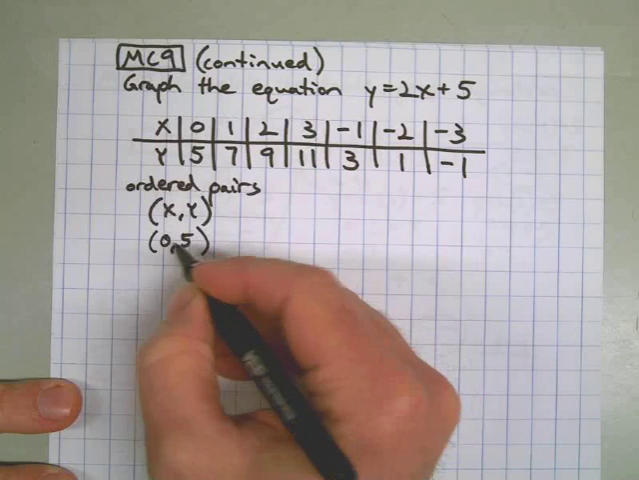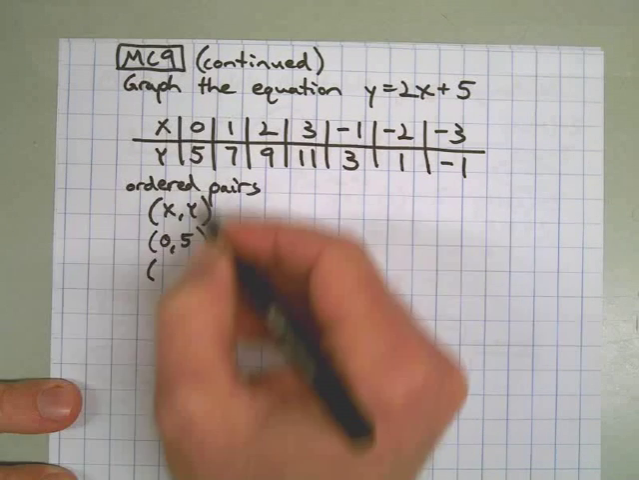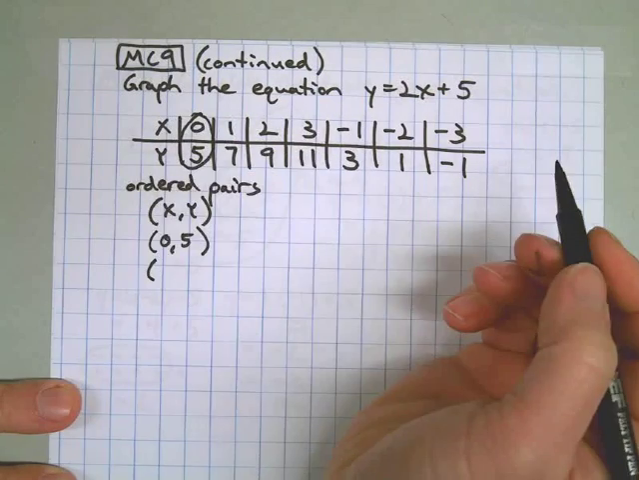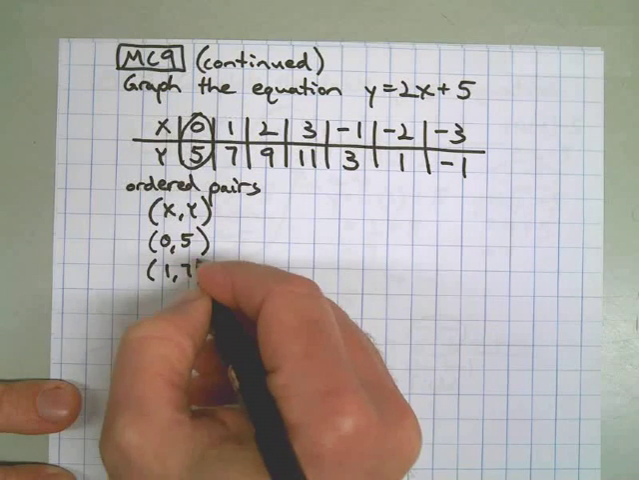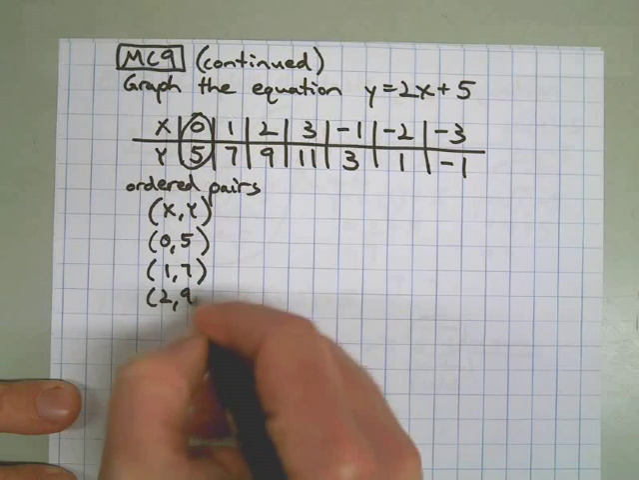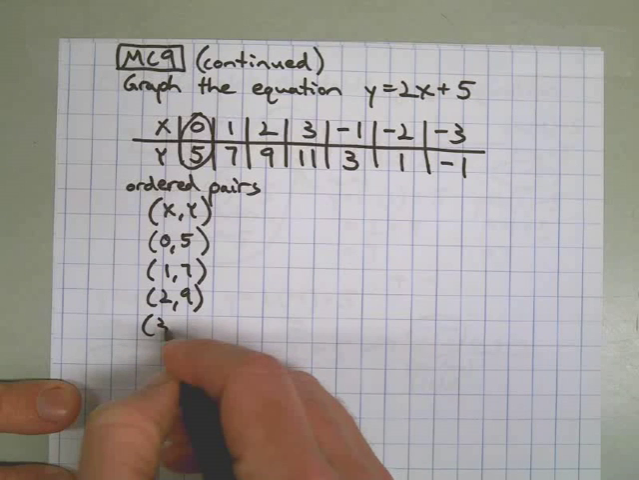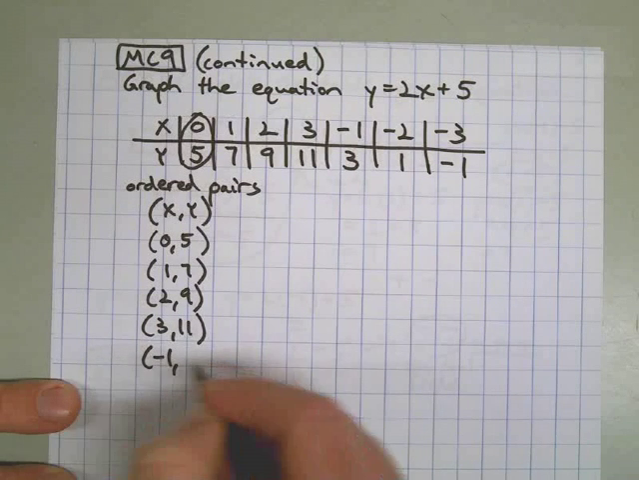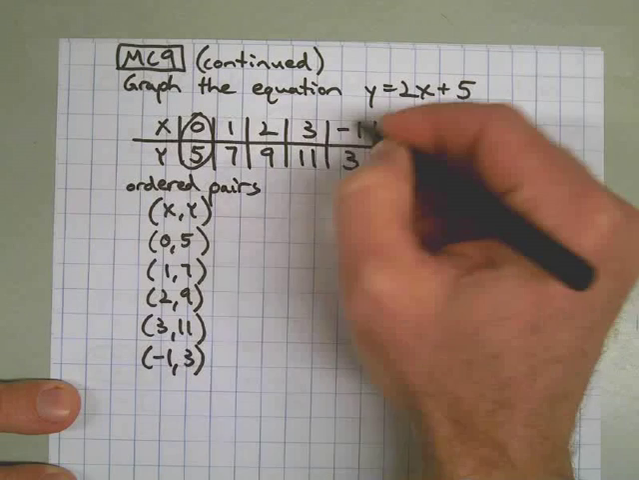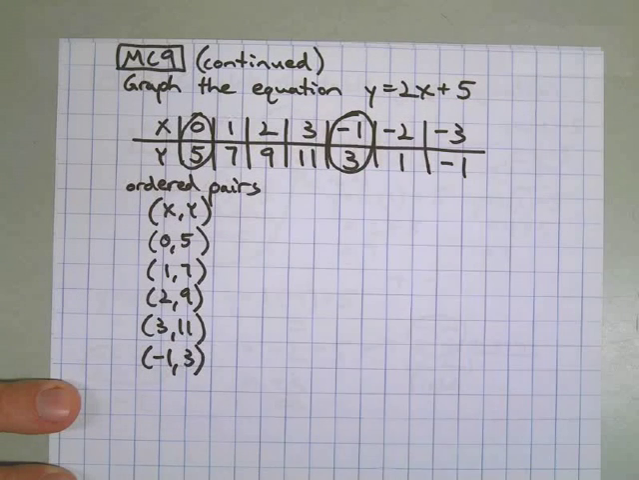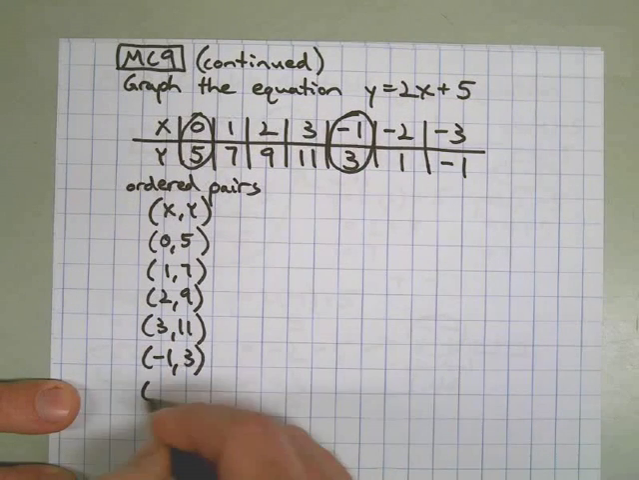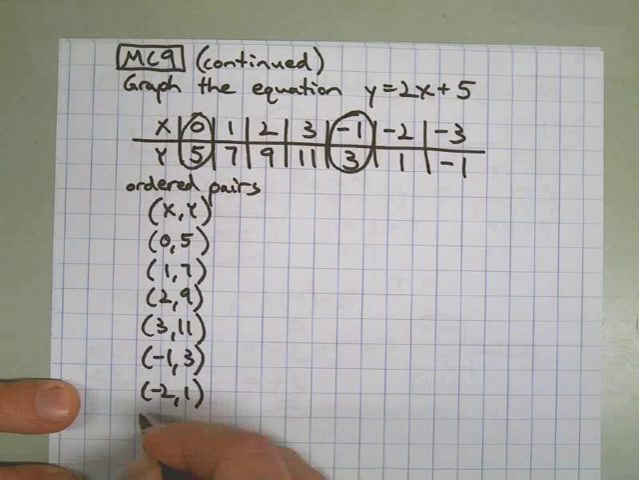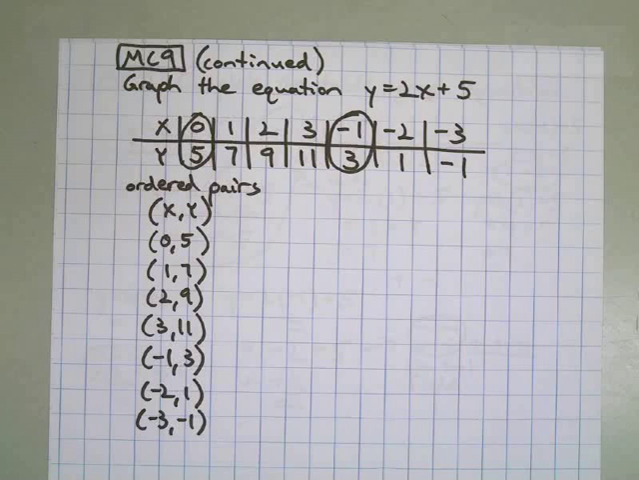0 and 5, we take the x value first, then the y value that goes with it. 1 and 7, 2 and 9, 3 and 11, -1 and 3. See how we're still using these pairs from the table. -2 and 1, and finally -3, -1. There are the ordered pairs from the table.